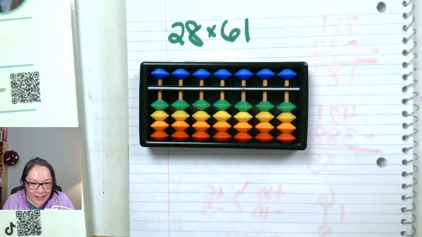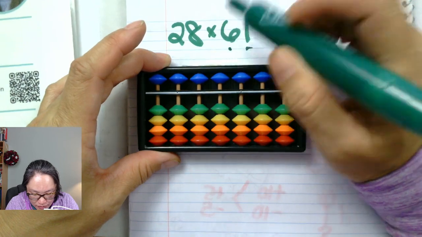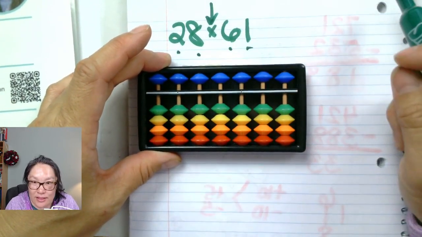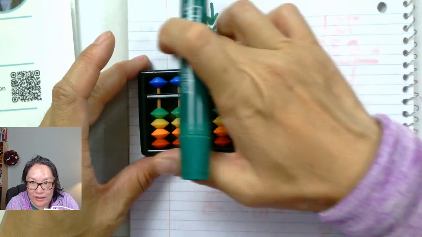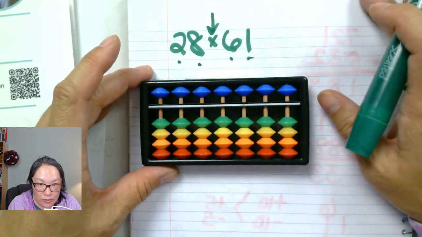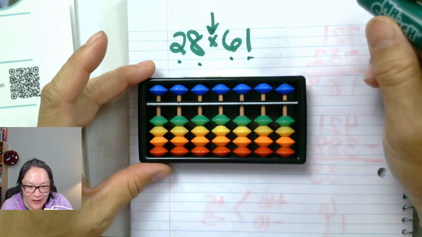5. No. Digits. How many digits? 1, 2, 3, 4. We're not counting the sign. No. We're counting, this is the question: 28 times 61, because we're doing multiplication. 4. Yes, thank you. 4.